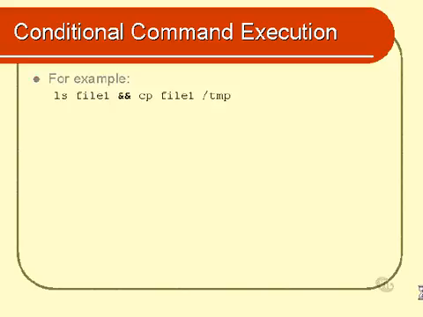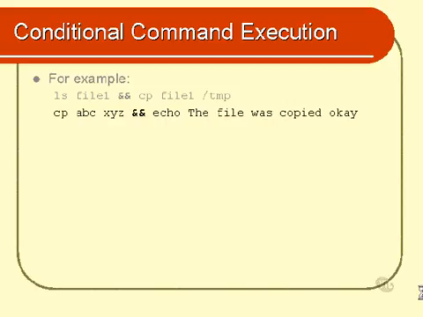First we have a simple example. Do an ls of a file called file1. Now we use the double ampersand, meaning that the second of those two commands, which is to copy that file into the /temp directory, will only run if the ls returned a no error condition. So if you wanted to read that line in a human readable way, you would say run the ls program, check to see if file1 exists, and if it does, copy it into the /temp directory. Another way you could do it is you could say copy abc to xyz, and if that succeeds, then put out a message saying the file was copied OK.